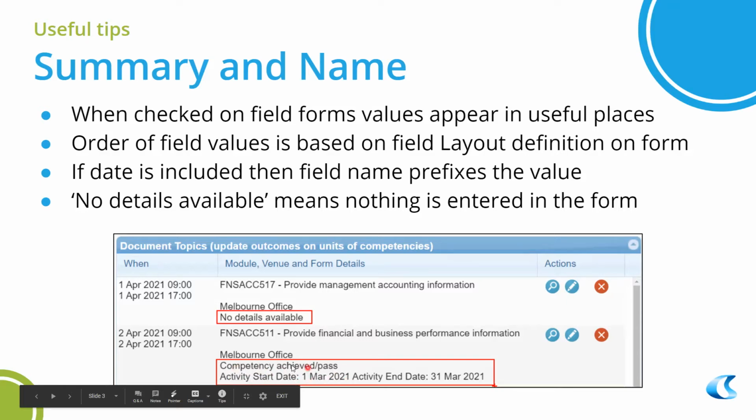We don't have the name of the field here. That is to say, this is the outcome, and that's because it's sort of self-explanatory, because we've got the information right there in front of us, so we hope we can work that out. And you can see if no details are available, that means nothing is entered in the form. So in this case, where it says no details available, nothing has been entered into the form there.